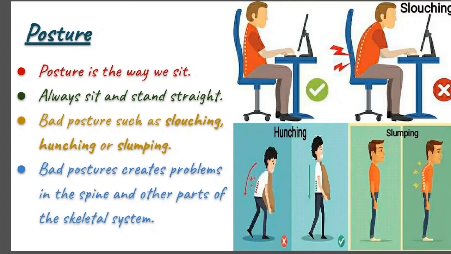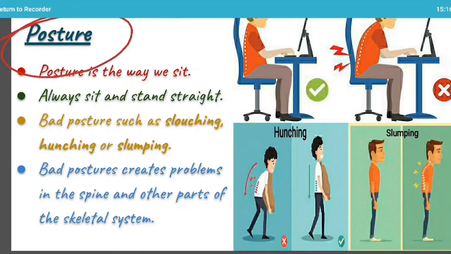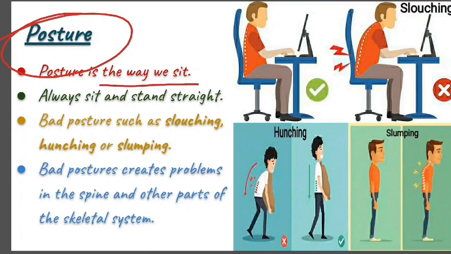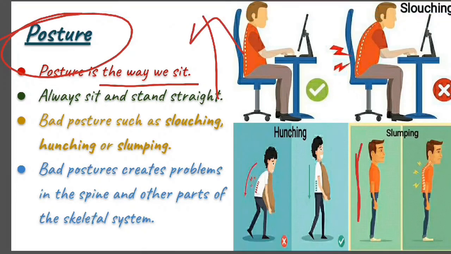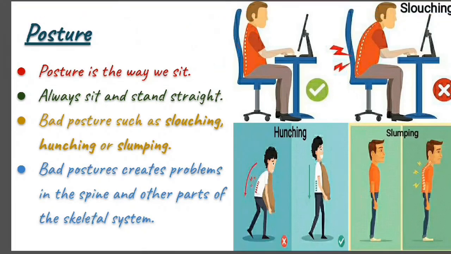Now one more thing you can do to avoid any kind of problem in your body is posture. So what is posture? Posture is basically the way you sit or stand. This is called the posture of your body. So you have to always sit or stand straight. We do not have to slouch, hunch or slump.